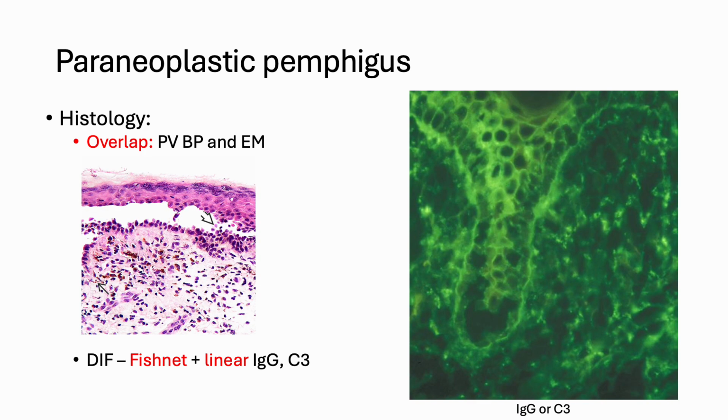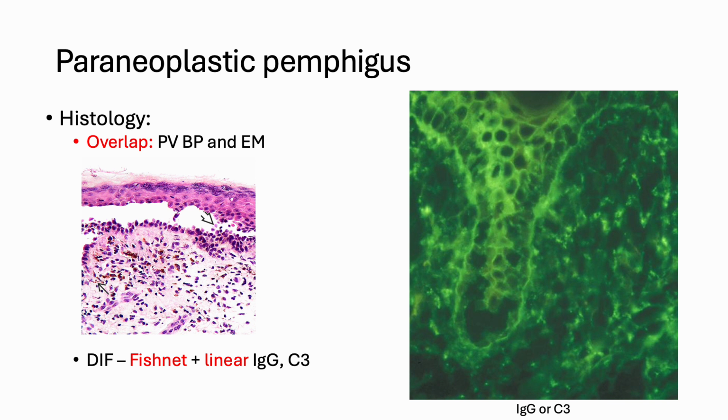Before we look at the histology, we can look at the picture on the right, which is showing the direct immunofluorescence. Either IgG or C3 will show this pattern, which has a combination of both fishnet as well as the linear IgG and C3, just like you put two pictures of PV and BP together. And because of that, histologically we can see those combinations. We can have features of PV, a feature of BP, as well as the EM.